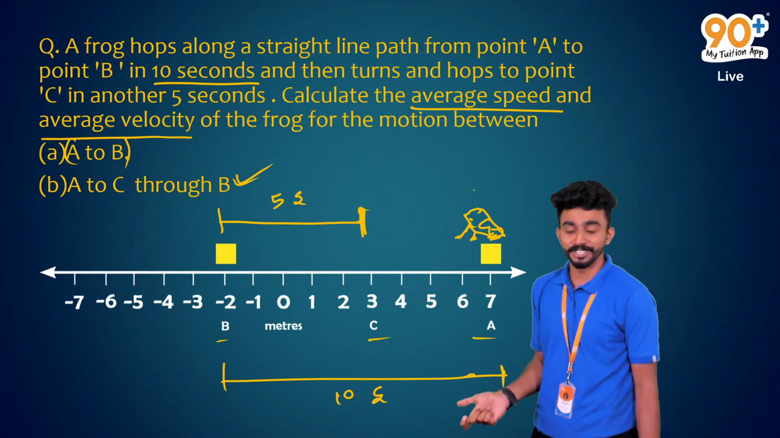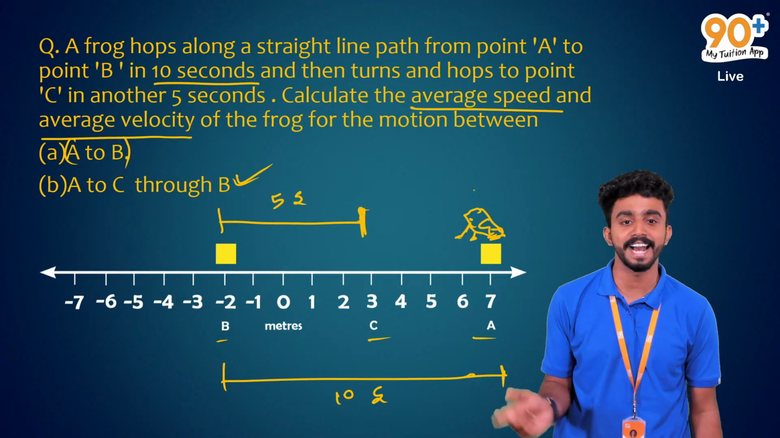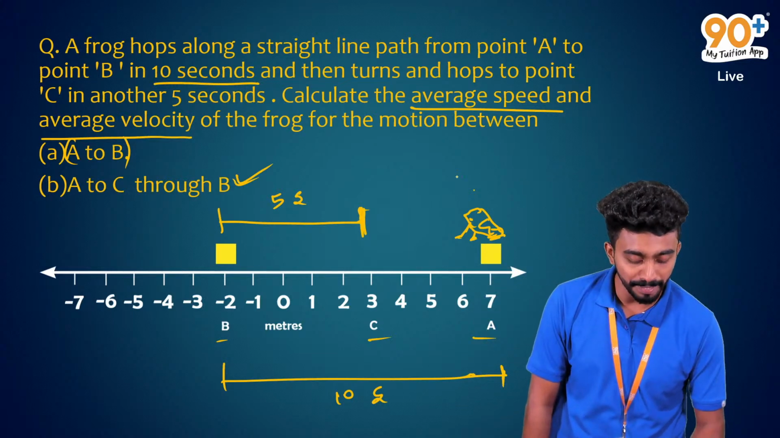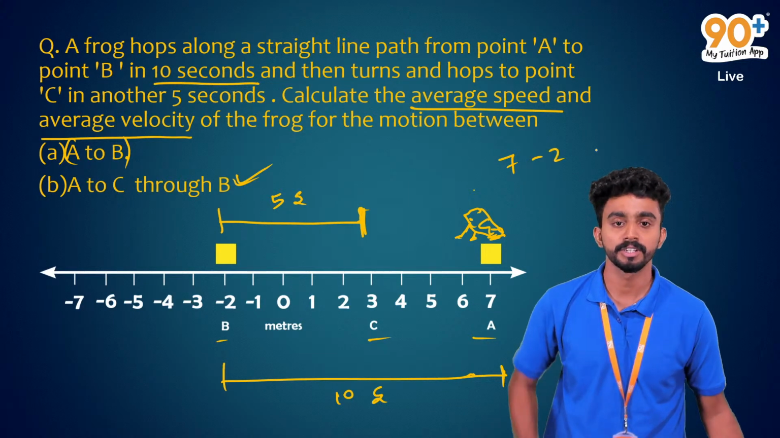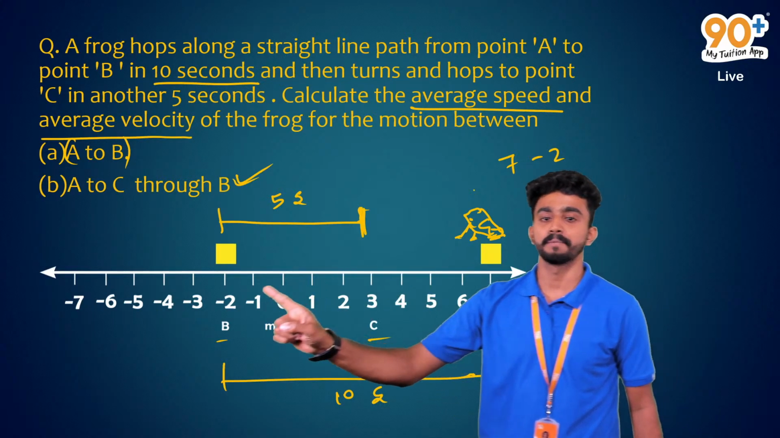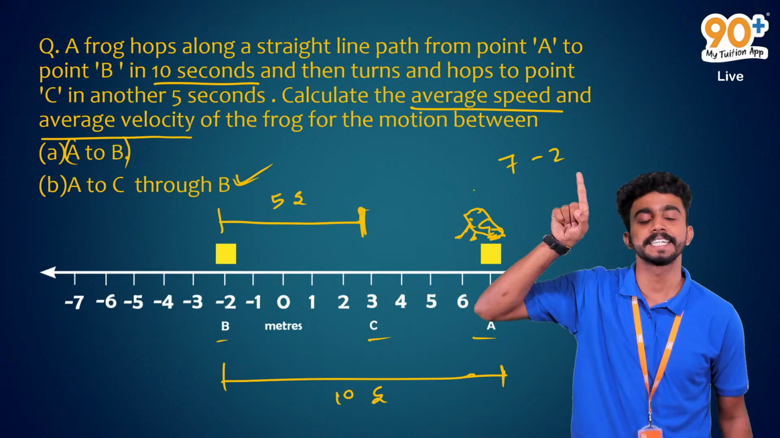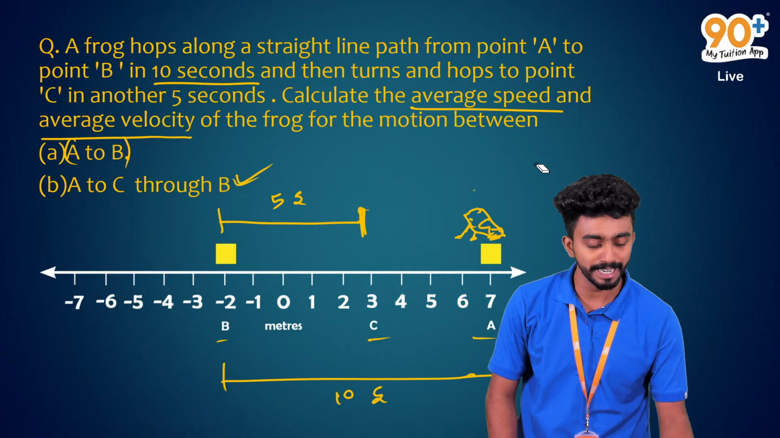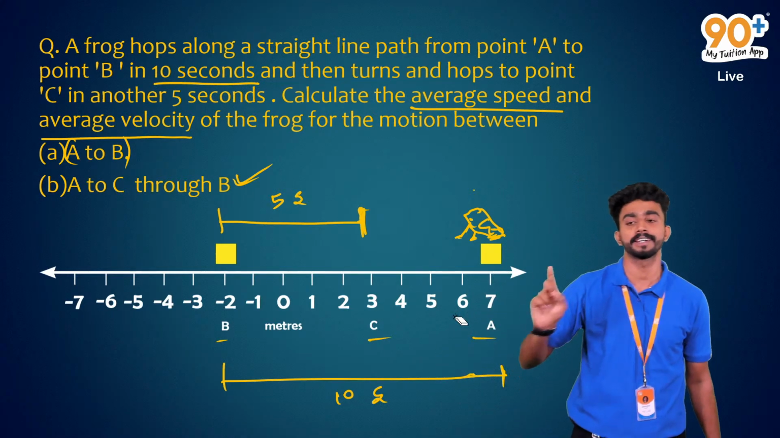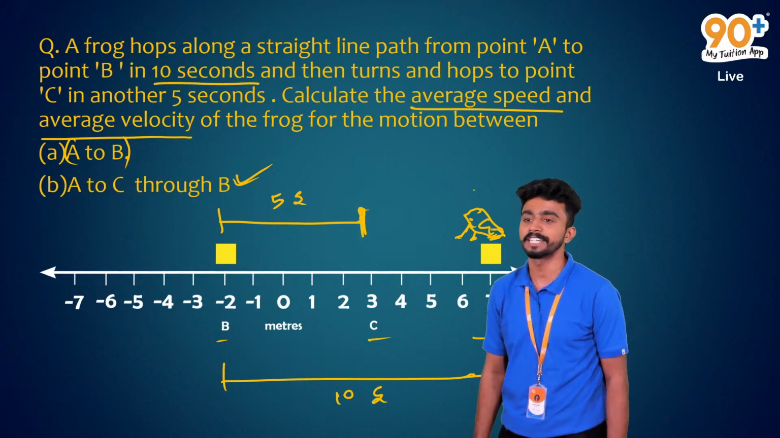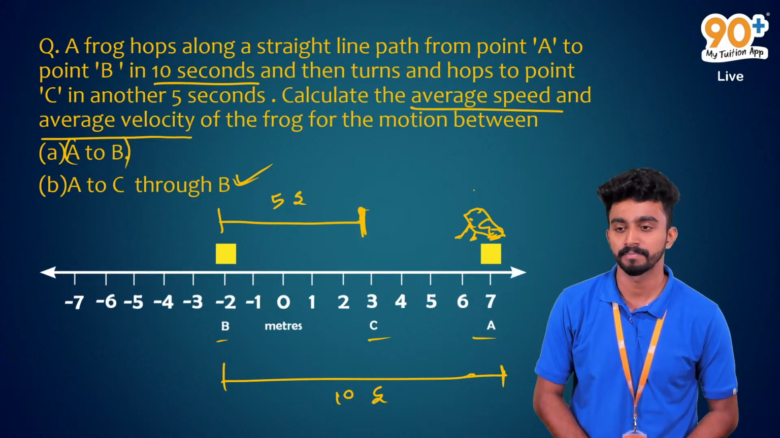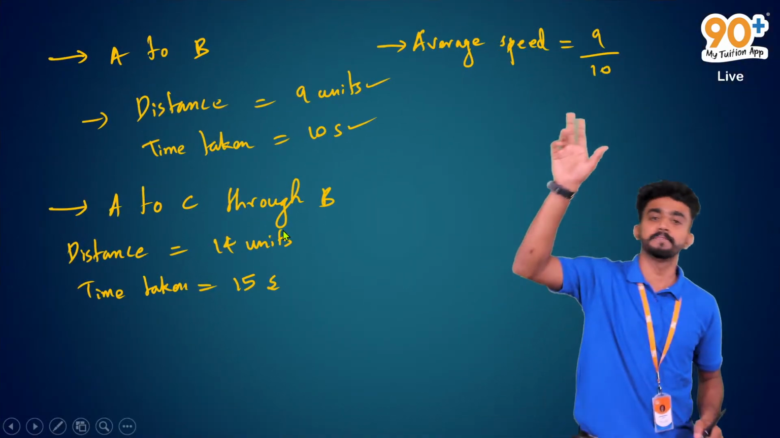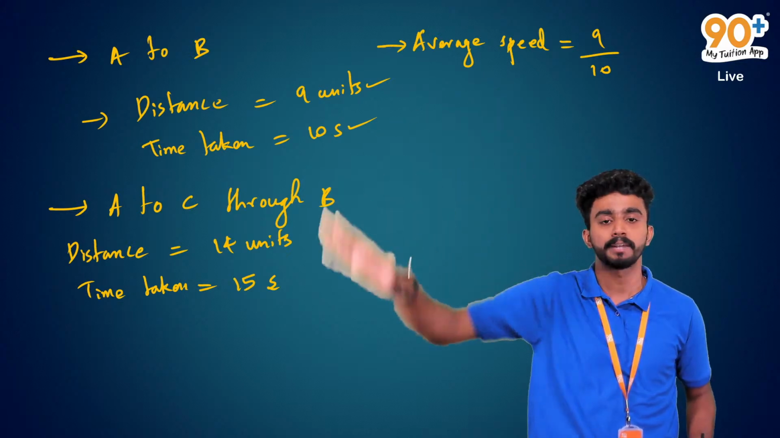Fine. Some are saying there are certain cases where the numerical values are considered. So in that case, what will happen? It will be 7 minus 2. Can you see? 0 to 7 and minus 2. So there are certain cases where it is considered as 7 minus 2, but what we will do, we won't consider these numerical digits. We will just consider the total distance value. Got it? Because in the case of distance, we won't get negative values, right? Clear? Fine. Now average speed, we got it as 9 units divided by 10 seconds.